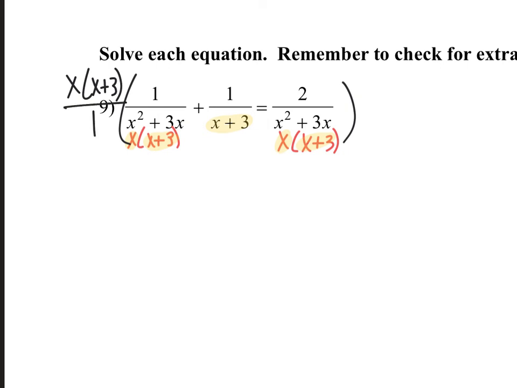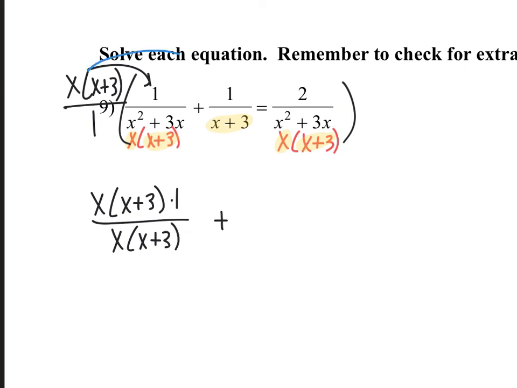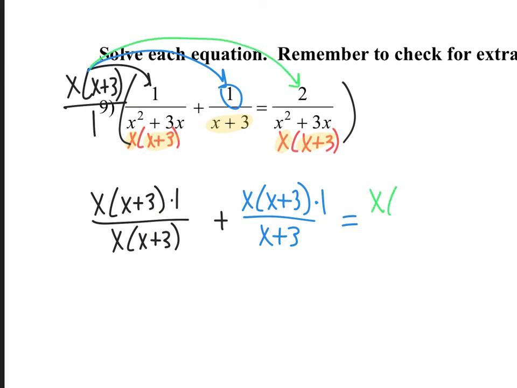So then there's a 1 under there. So we're going to multiply, but I'm not going to actually distribute or anything yet. I'm just going to write it out. It's x plus 3 times 1, and the denominator was x times x plus 3. The middle term here is again x times x plus 3 times the 1 that was right there over x plus 3. And it's going to equal x times x plus 3 times the 2 over x and x plus 3. So I just kind of distributed that x and x plus 3. I didn't really multiply yet, but I wrote it out as if it's going to be multiplied.